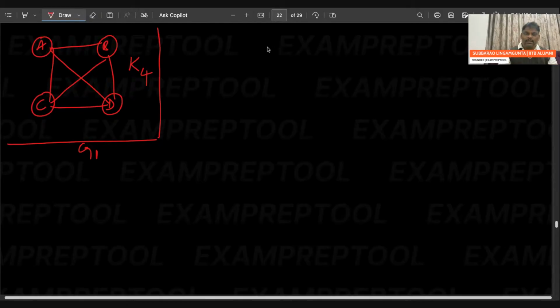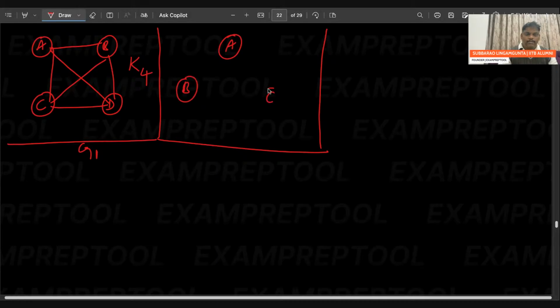Try to understand. Let me draw one more simple graph. Let's say this: A, B, and C. So 3 vertices. Let us say this graph's name is G2. Assume 3 vertices, and every vertex has maximum degree 2. This is called the 3 vertex complete graph, K3.